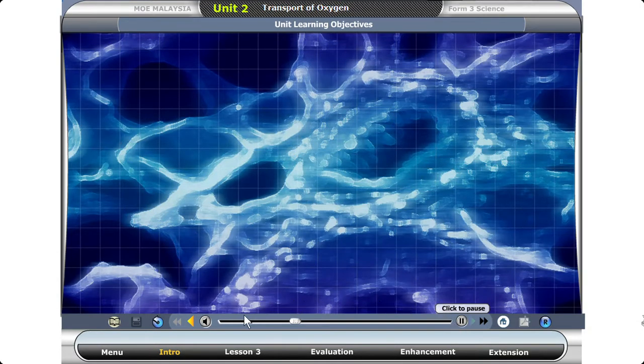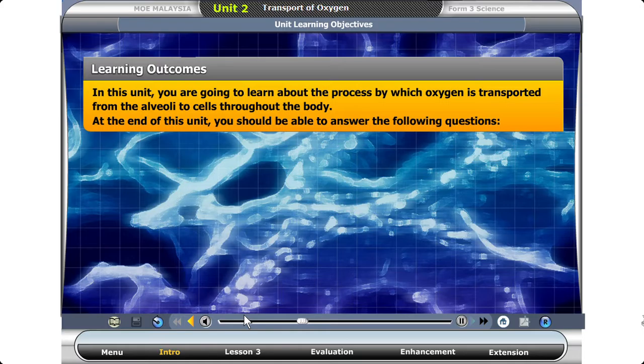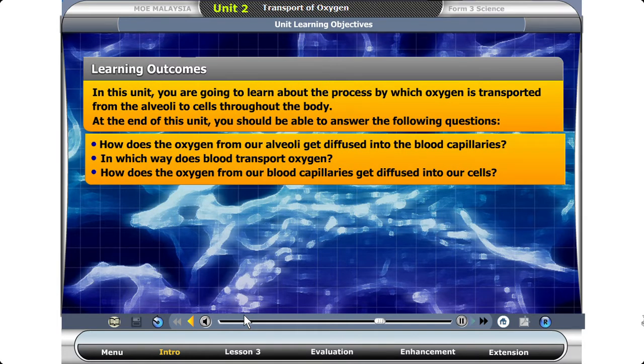In this unit, you are going to learn about the process by which oxygen is transported from the alveoli to cells throughout the body. At the end of this unit, you should be able to answer the following questions. How does the oxygen from our alveoli get diffused into the blood capillaries? In which way does blood transport oxygen? How does the oxygen from our blood capillaries get diffused into our cells?